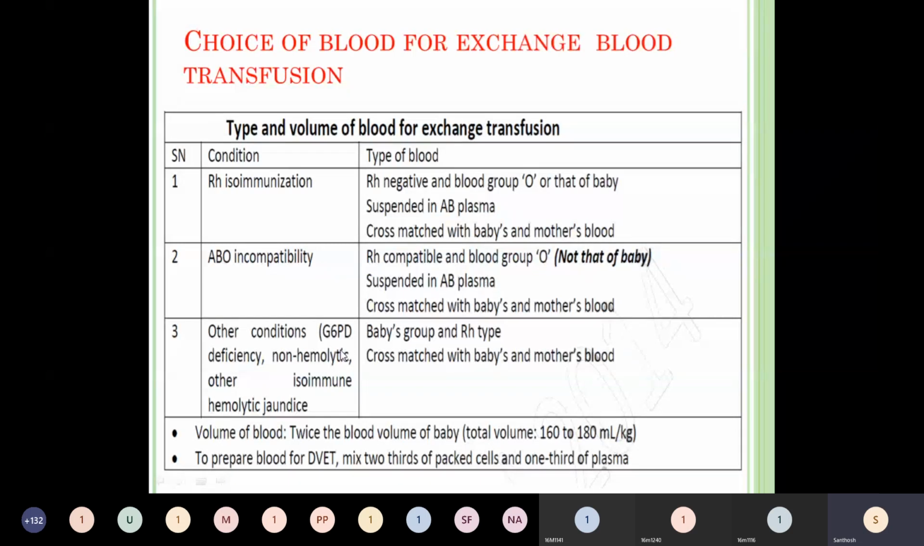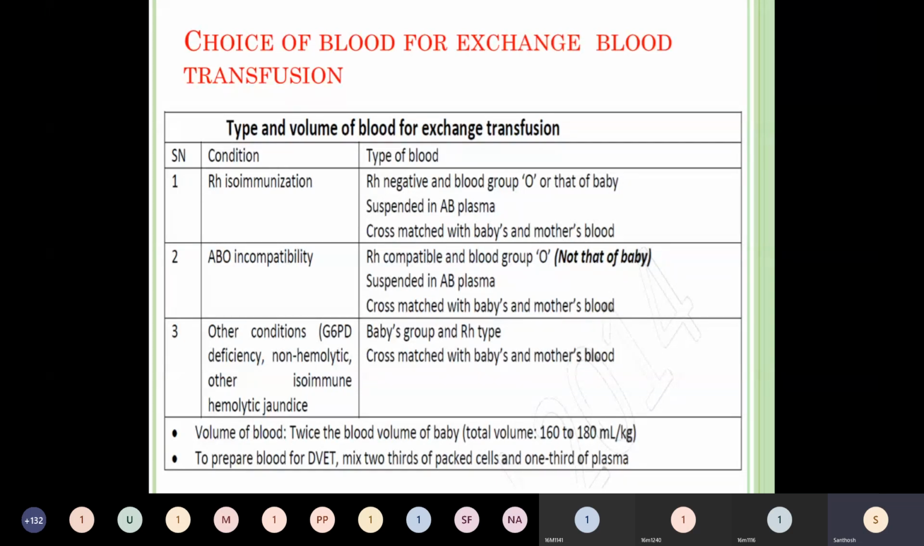Other conditions like G6PD deficiency, non-hemolytic, you take the baby's group and Rh type, and every time you have to cross match with the mother's and the baby's blood. Okay. So what is the volume of the blood? The normal blood volume of newborns is around 80 ml per kg. So you take the double volume, that is 160 ml per kg, and you do the exchange transfusion. That is double volume exchange.